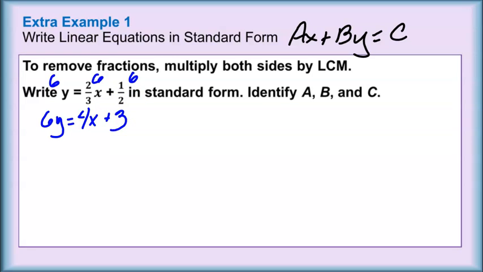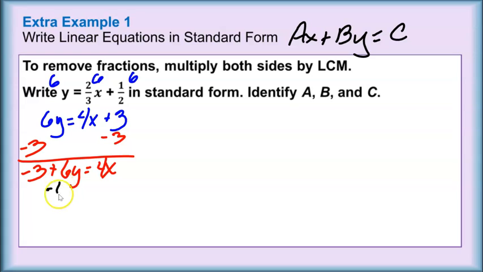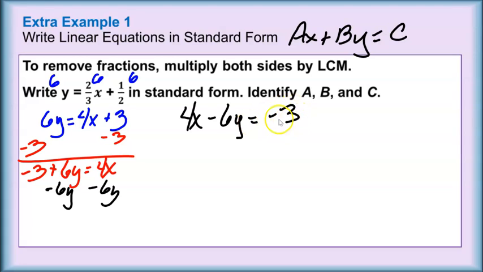Now I need to get my x and y on the same side, but my x has to have a positive coefficient. Since it's already a positive coefficient, I do not want to move the x. That means I don't want this positive 3 here. So I'm going to subtract 3 on both sides. And now I'm left with negative 3 plus 6y equals 4x. Now to get our y on the other side, I'm going to subtract 6y. And now I'm left with 4x minus 6y equals negative 3.